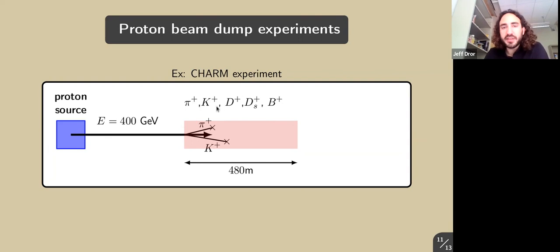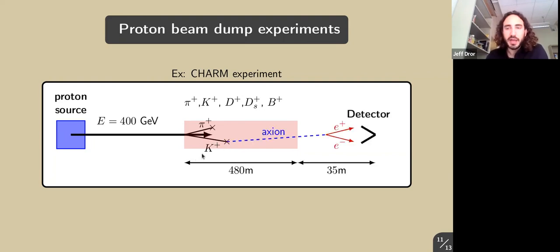You get pi pluses, K pluses, D pluses, D_s, B pluses here, and all those can travel through your experiment for a short distance until they either decay or get absorbed, or both. And the idea was that those decays can produce light particles, as shown here for the axion, and that axion can then decay to e plus e minus and be claimed as a detection on the other side of this dump.